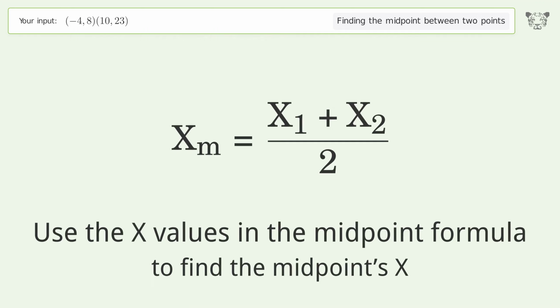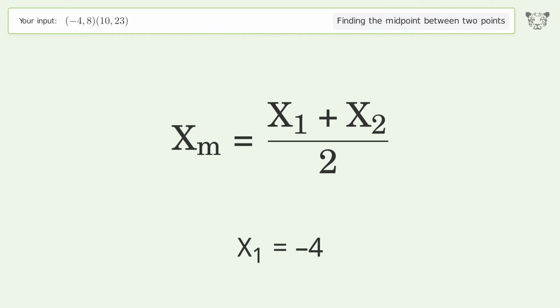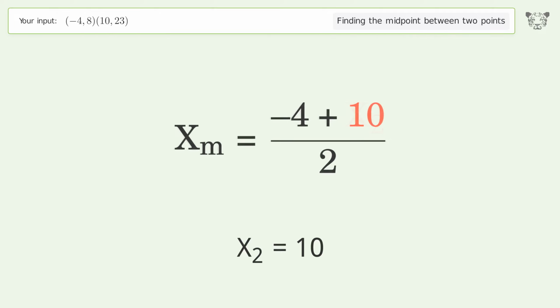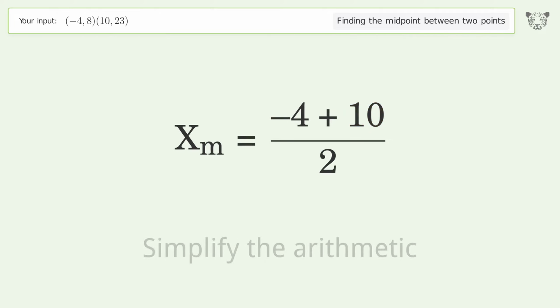Use the x values in the midpoint formula to find the midpoint's x. x1 equals -4. x2 equals 10. Simplify the arithmetic.